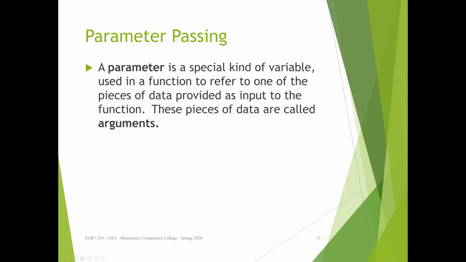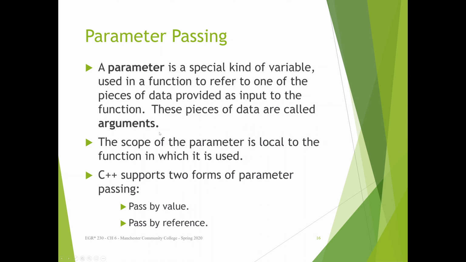Okay, so a parameter is a special kind of variable, and the information you actually pass is called an argument. Okay, so we're going to look at these. I'm going to do an example of each to show you how this works, and show you the difference between them.